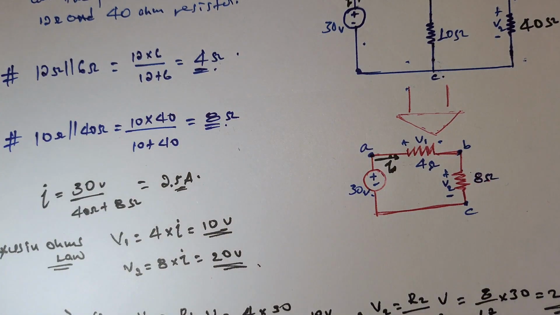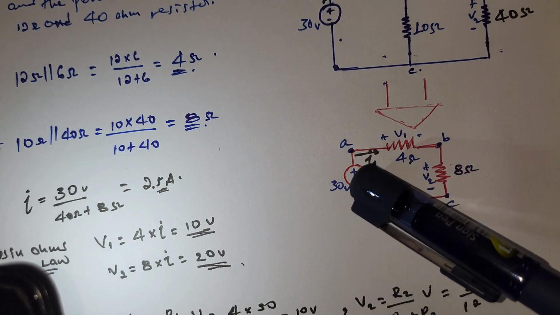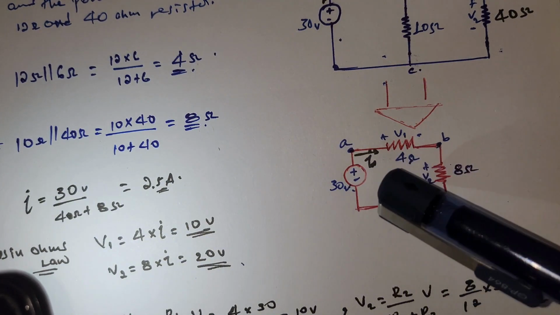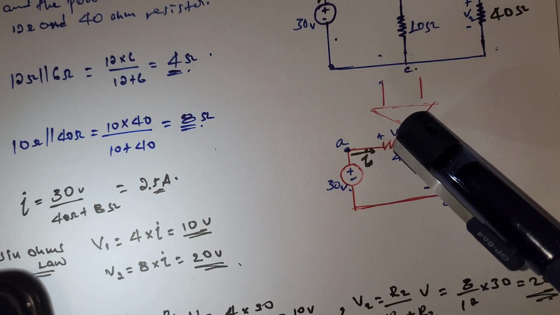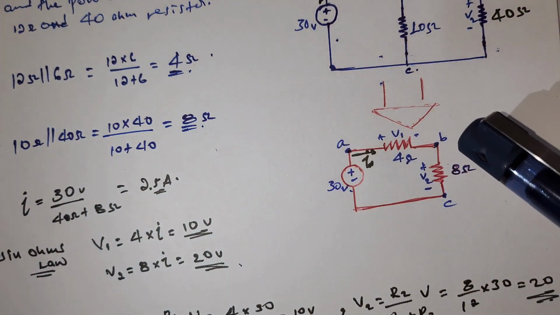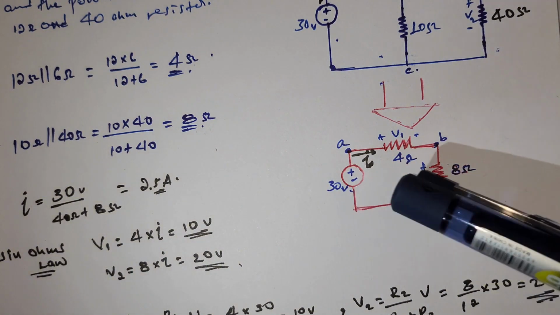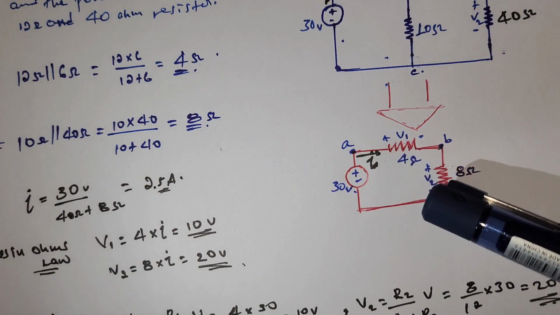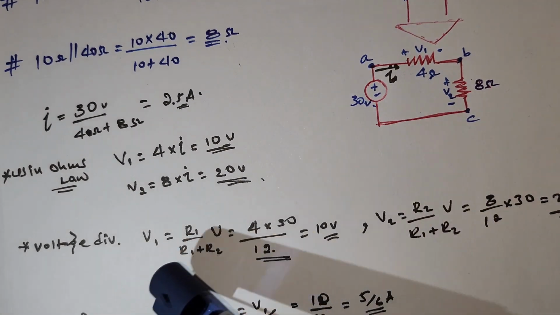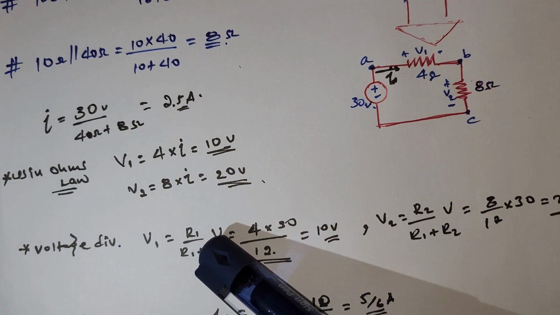Or we can use voltage division. As you see, the voltage which is supplied from this source is divided between two resistors, because there is no other element other than these two resistors. So the supplied voltage is divided between two. In order to find V1, we have a formula. V1 is equal to R1 over R1 plus R2 times the supplied voltage.